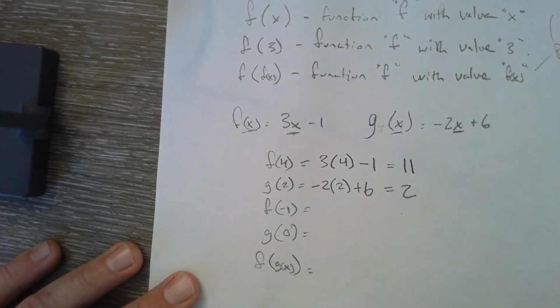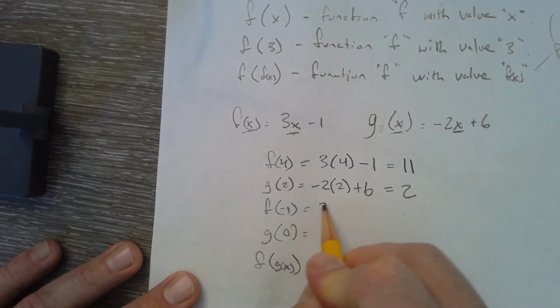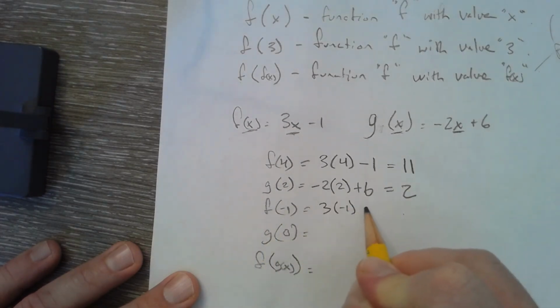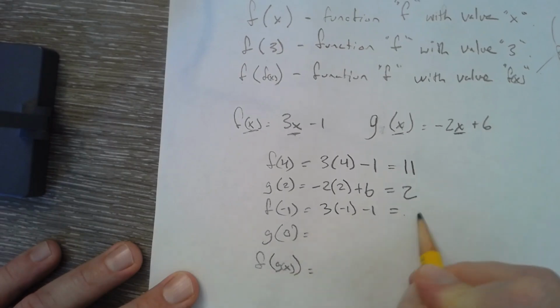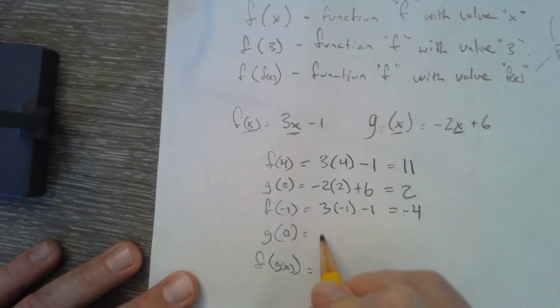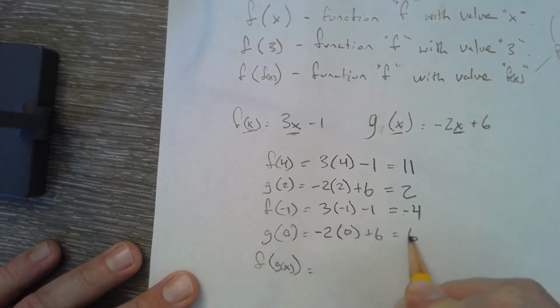So all it is, it's a shorter way to say I want to plug different things in. So f of negative 1 is 3 times negative 1 minus 1, negative 3, minus 1, negative 4. G of 0 is negative 2 times 0 plus 6, which is just 6.